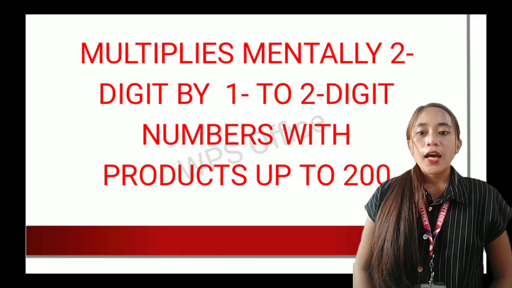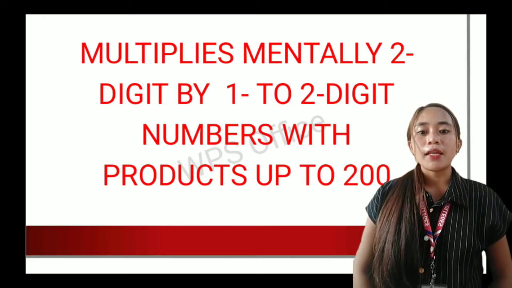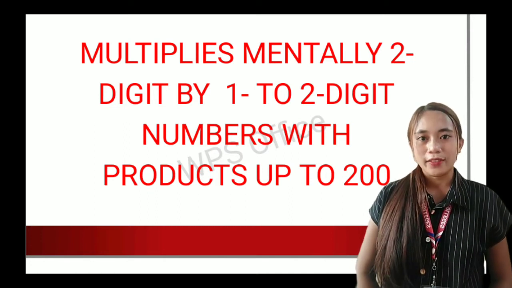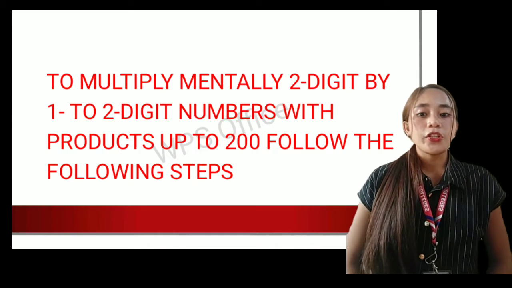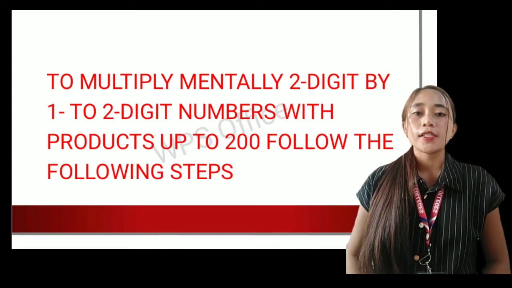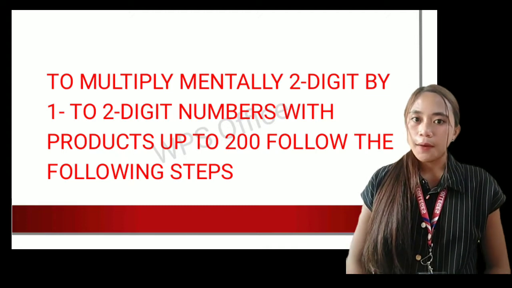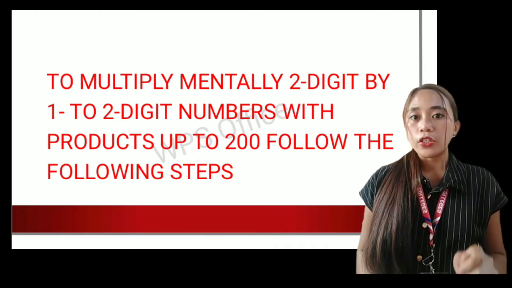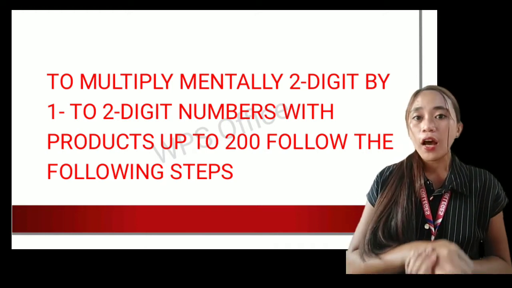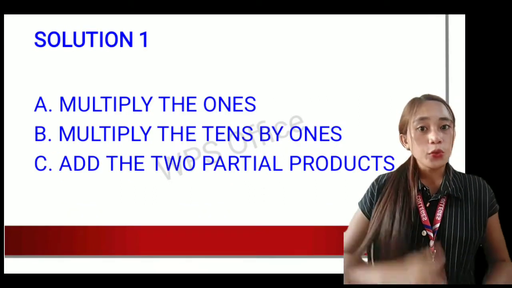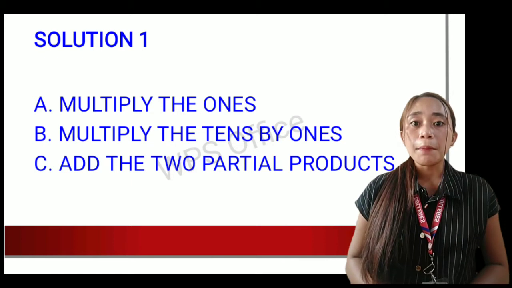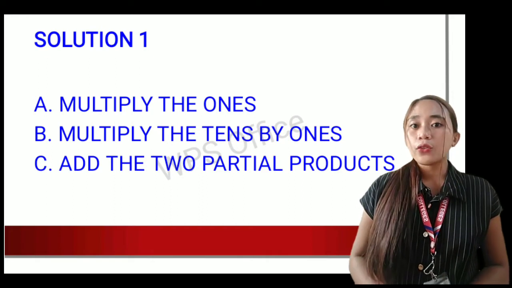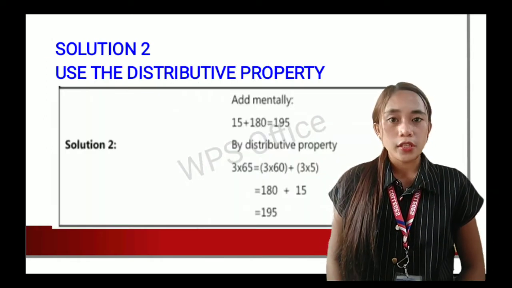So, our lesson for today is about multiplying mentally 2-digit by 1 to 2-digit numbers with a product up to 200. To do this, we have the following steps. I will show you the two solutions on how to multiply mentally the 2-digit numbers. Let's discover what these two solutions are. Solution number 1: first, multiply the ones, followed by multiplying the tens by the ones, and last, add the two partial products. Now let's proceed to solution number 2.